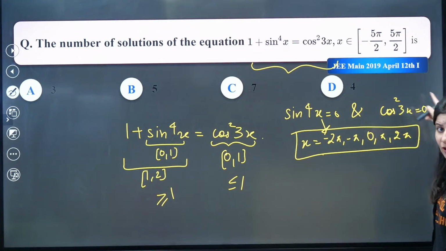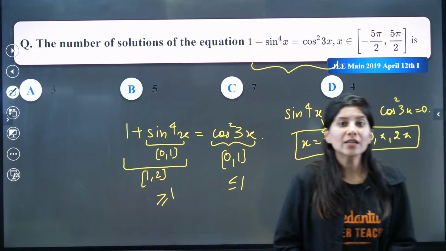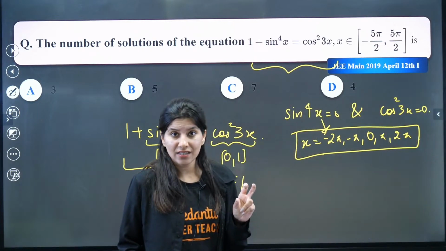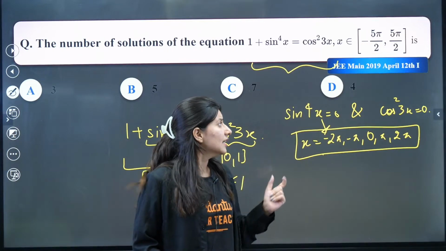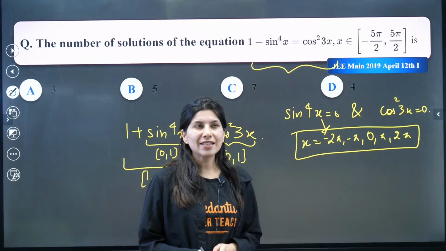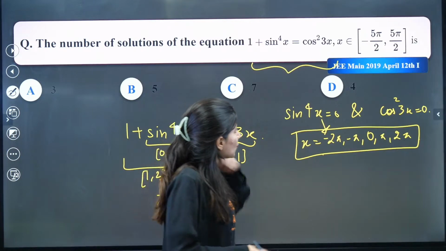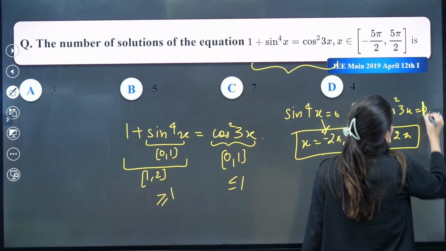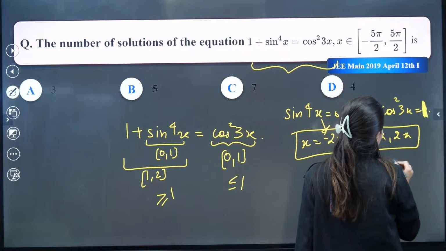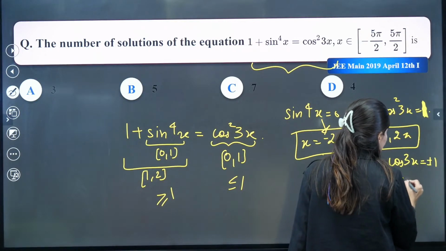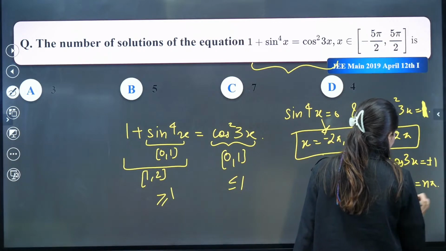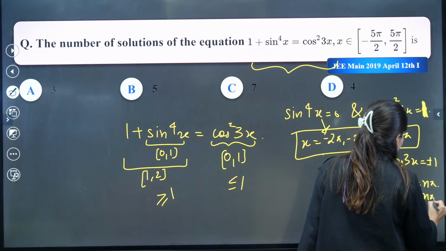Now, let's check for this as well. cos square 3x is equal to 0. That means 3x should be n pi. Right? So, basic 3x should be, sorry, this is 1. cos 3x is equal to 0. So, cos 3x will be plus minus 1. That means 3x should be equal to n pi. So, x will be equal to n pi by 3.